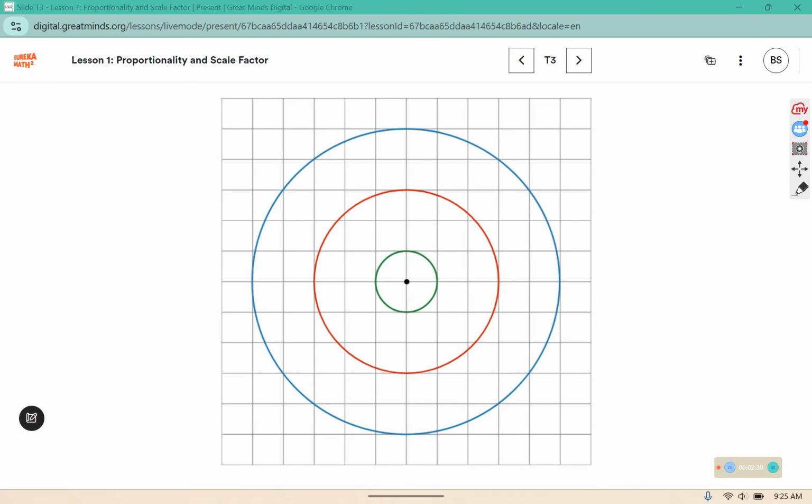What do you notice and what do you wonder about these circles? You might notice that they're different colors, or different sizes, or that they all have the same center. These are considered concentric circles. It appears that the space between the inner circles is the same. You can see the space here and the space here matches.